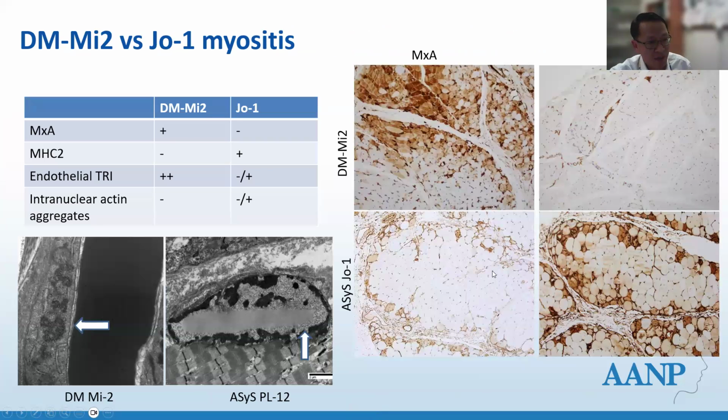The antisynthetase syndrome is actually pretty easy pathologically to differentiate from dermatomyositis, and there are multiple ways to do that. One is MxA, which is typically strongly positive in dermatomyositis, but negative or only weakly blushing in the necrotic fibers, like the Jo1 case here. And MHC2 shows exactly the opposite pattern. MHC2 is typically negative or weak in dermatomyositis and strongly positive in antisynthetase syndrome.